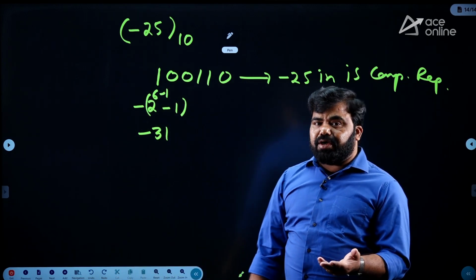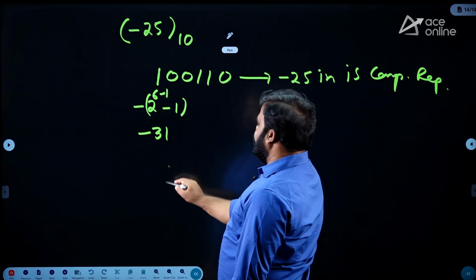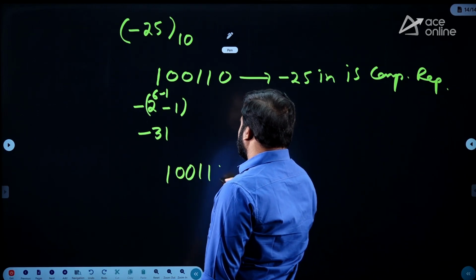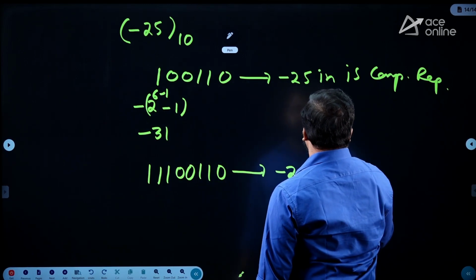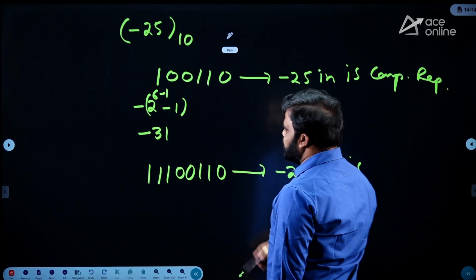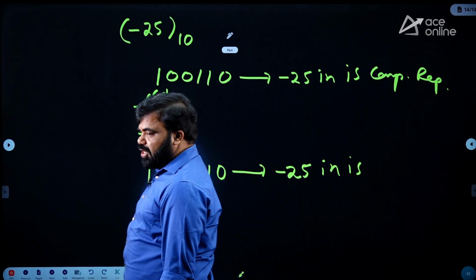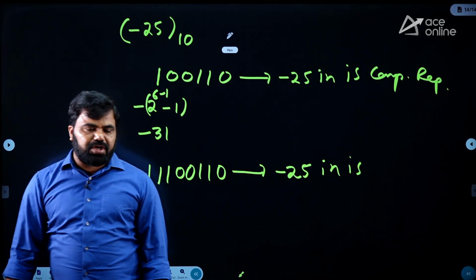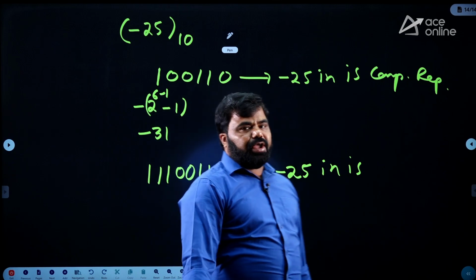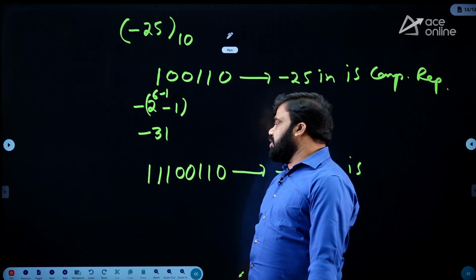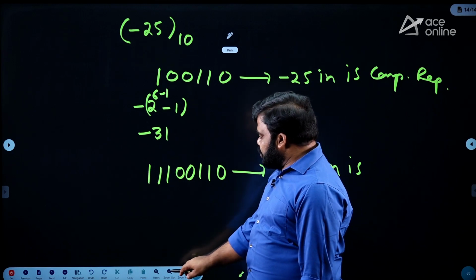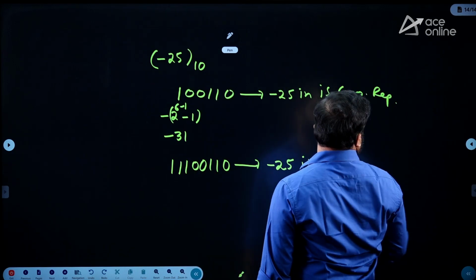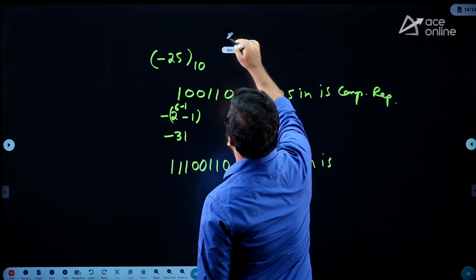Now, to get 8 bits, 1, 0, 0, 1, 1, 0, then extend this, and we get minus 25 in 1's complement representation using 8 bits. If I extend this MSB, the value is not changing. Sign extension property: extending the MSB does not change the decimal equivalent value. Let us do the same for 2's complement representation also.